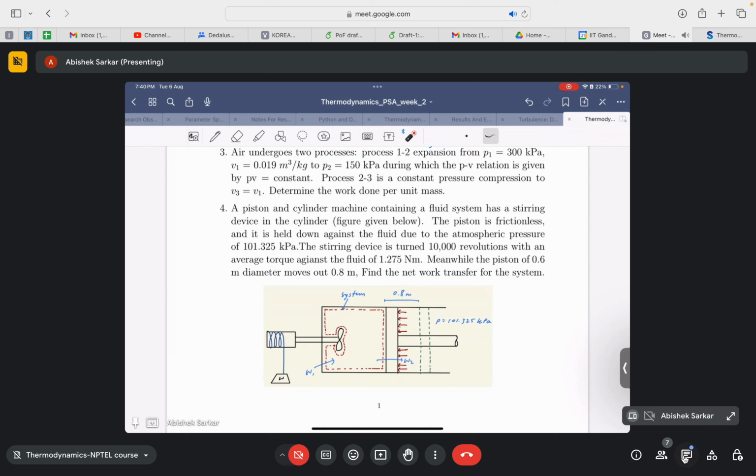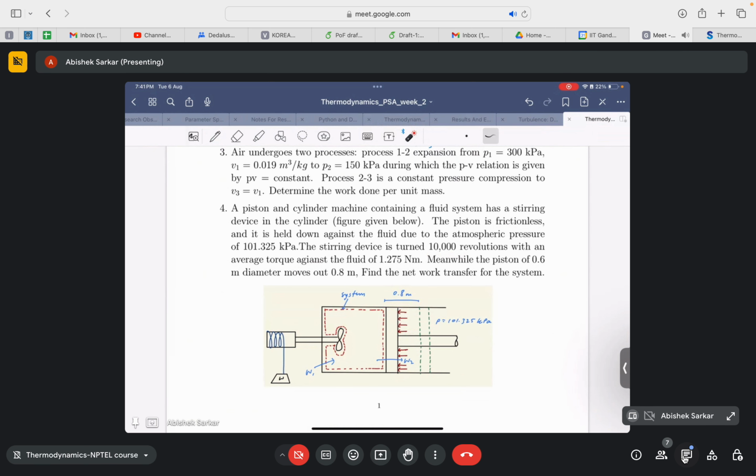Meanwhile, the piston of 0.6 meter diameter moves out to 0.8 meter. So the piston moves a distance of 0.8 meter. Find the net work transfer for the system. Again, it's a very simple question, but the question is lengthy. So you can go through the question once. I will give you 5 more minutes. So at 7:46, I will ask you for the answer.